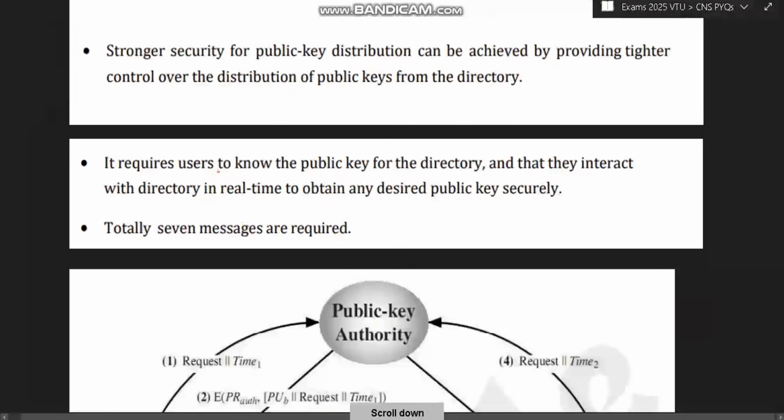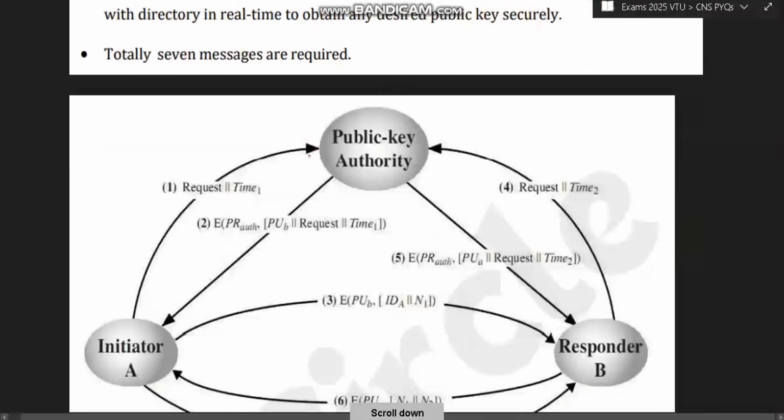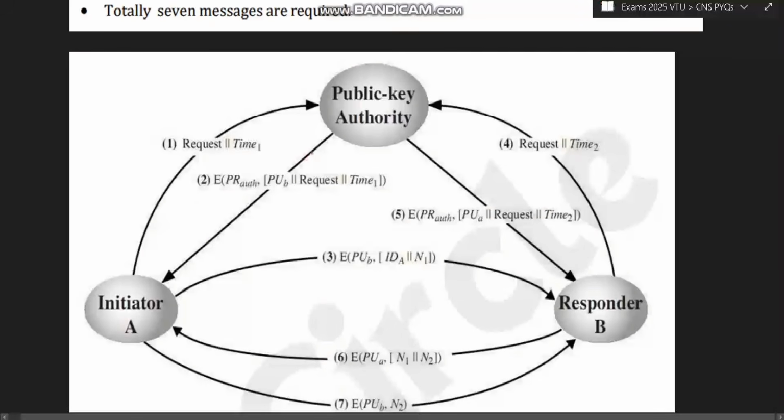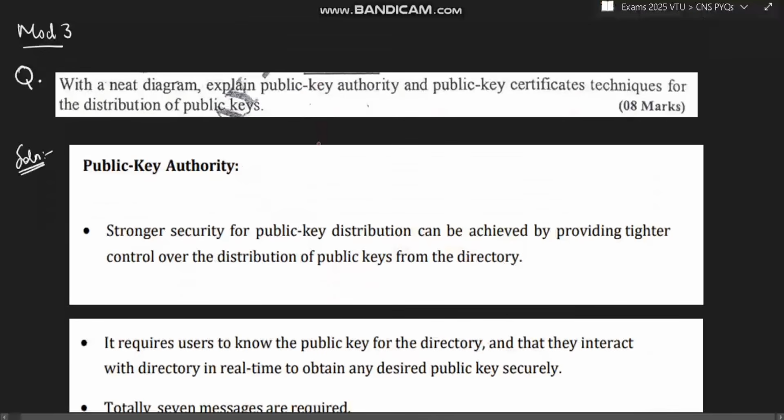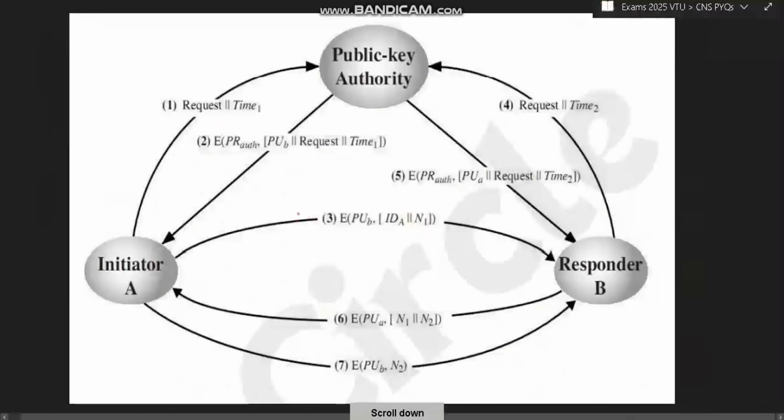It requires users to know the public key of the directory and that they interact with the directory in real time to obtain any desired public key securely. So totally 7 messages are required. This is the diagram which you need to make. Since they have asked for the diagram, with the need diagram explain the following. So you have to make this diagram. It's a very simple diagram, not very hard.